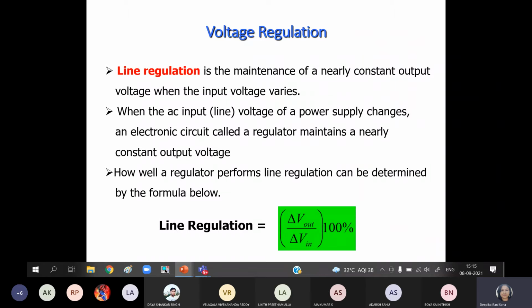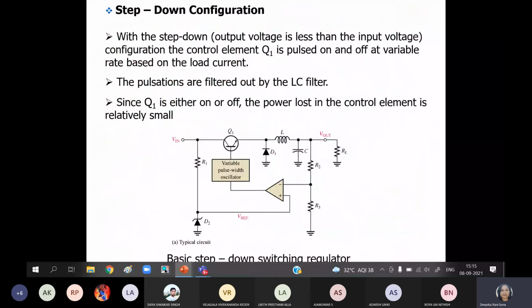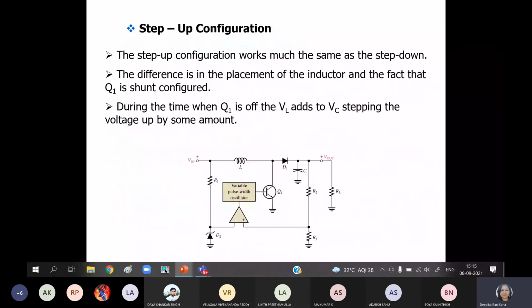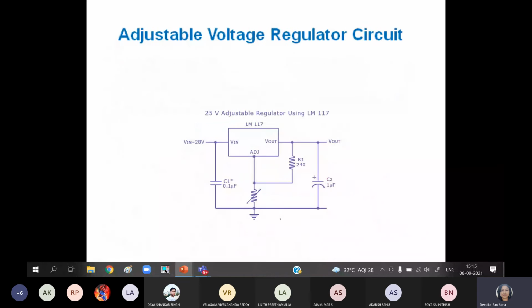And line regulation means just the change in the output and input. If you calculate the ratio between them, then the proportion will become the line regulation. So what are the things you have to focus on in this voltage regulation, meaning how do you get the regulated output? Through an example we can see.